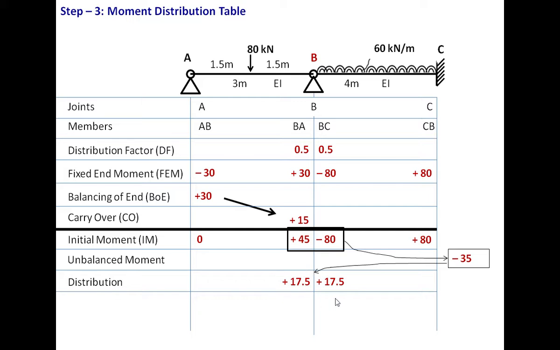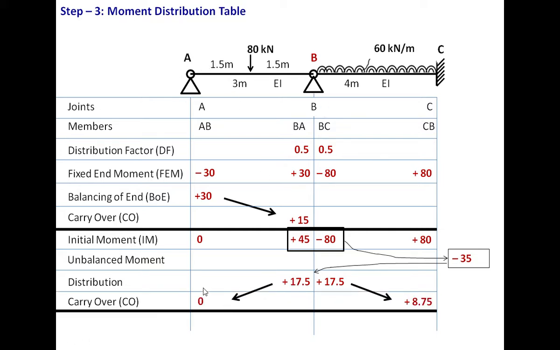As I said, whatever moment we add here, we have to provide the corresponding carryover to the far end. Now the far end of this is a hinge, so there is no carryover, it is 0. But the far end of this is fixed, so half the carryover with the same sign we have to provide, so plus 8.75. After doing this carryover, there is no unbalanced moment at this point B, so the problem is over. The table is to be concluded, so we can draw another line. And be careful, this unbalanced moment we have to write down outside the table, so that we don't by mistake include it in the total.